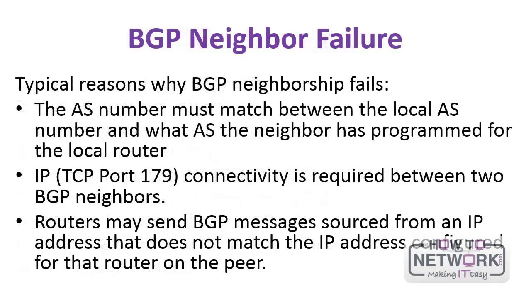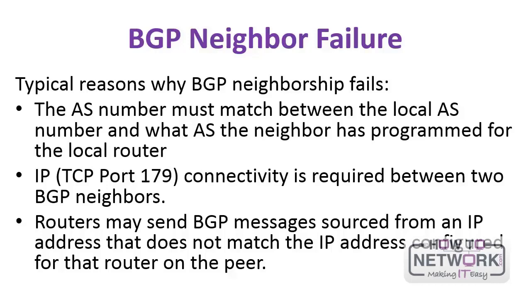So here are some typical reasons why BGP neighborships fail. Specifically, the AS numbers must match between what you have programmed for a neighbor and what they actually are, or what you actually are and what they have programmed for you. So when you program a BGP neighbor and let's say that neighbor is AS200, you have to program that neighbor as AS200. If you program that neighbor as AS30 or 201, that neighborship is not going to come up.